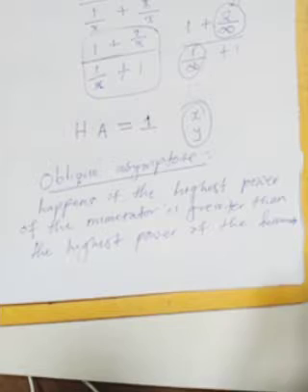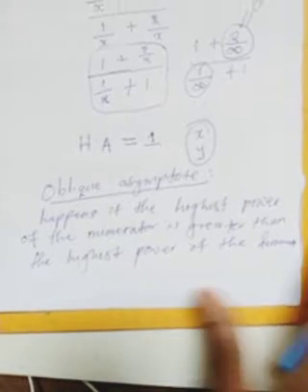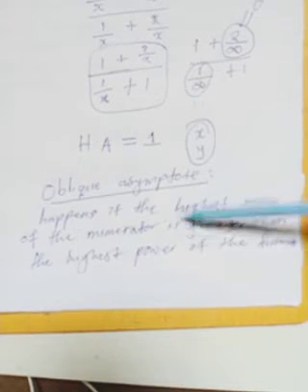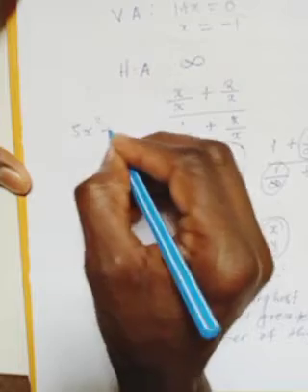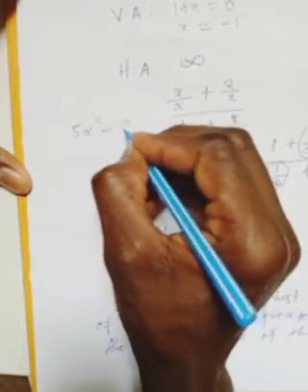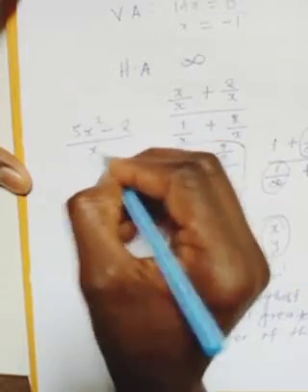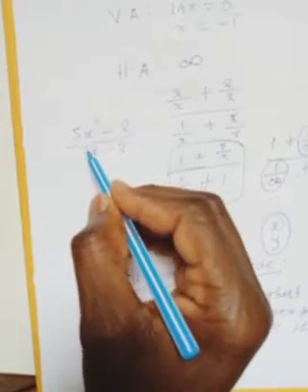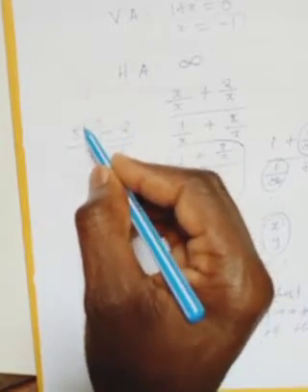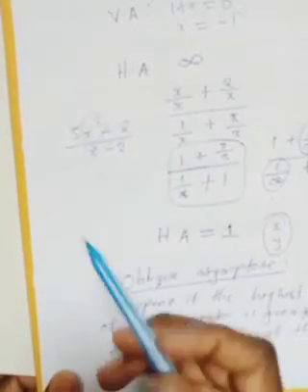Okay. So a good example that I would like to give on the oblique asymptote can be something like this. Let's say we have 5x to the power 2 minus 2, and you divide this by x minus 2. What you are going to understand, if you check, is that the highest power of x here is less than the highest power of x in the numerator, meaning that this is going to be an oblique asymptote.